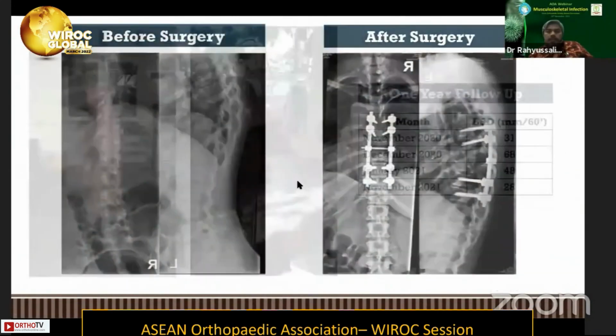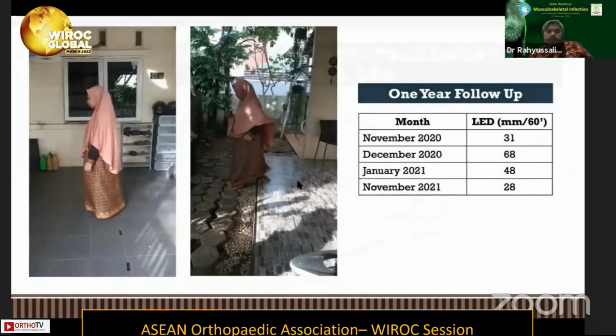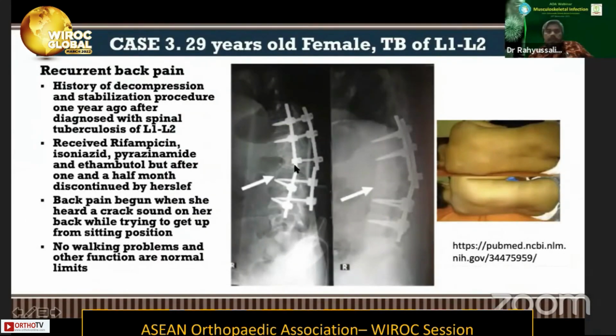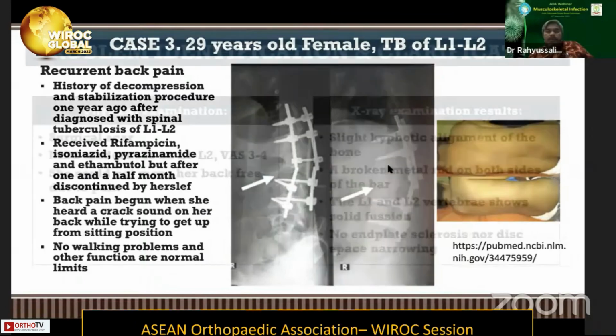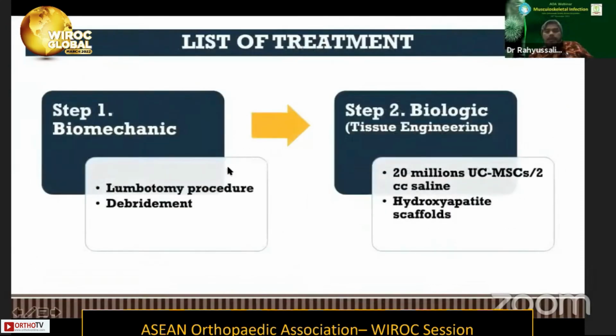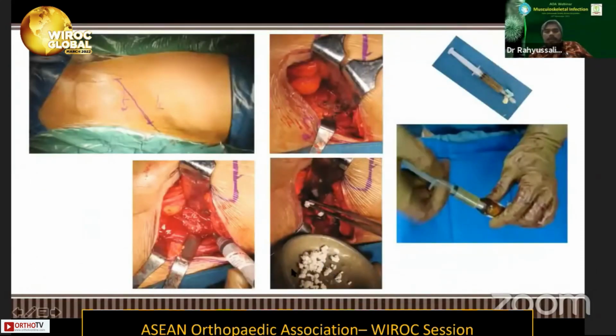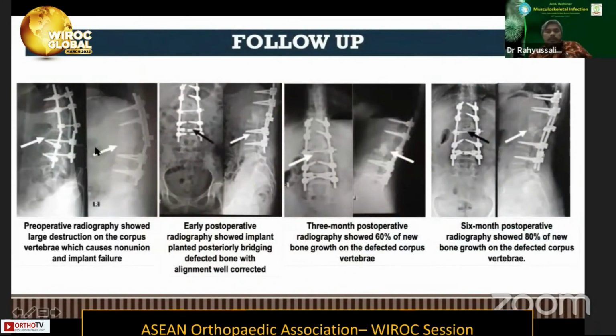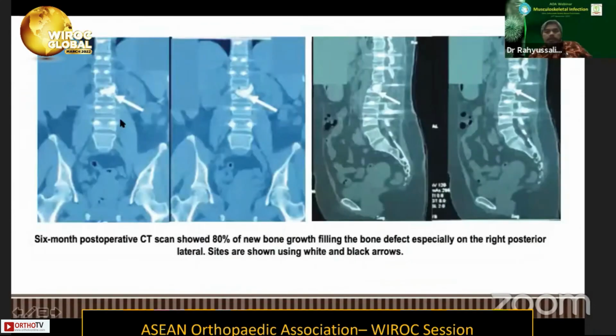This patient had more than one defect of the vertebral body. This patient always had failure of the implant. And then we put stem cells on the scaffold. And then you can see after this is the fourth surgery, because the patient had twice failure of the implant after the third surgery.